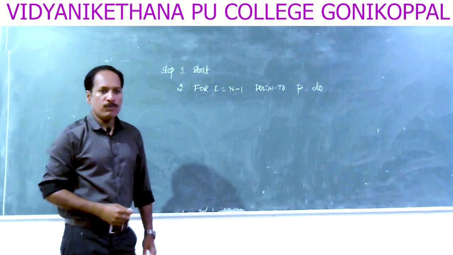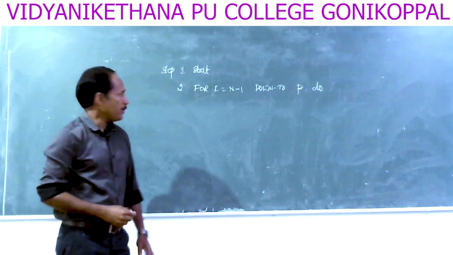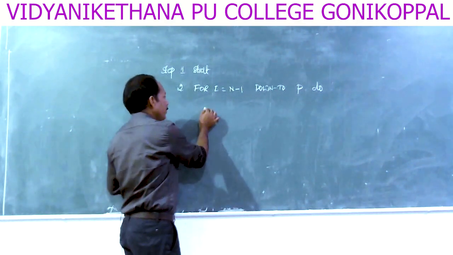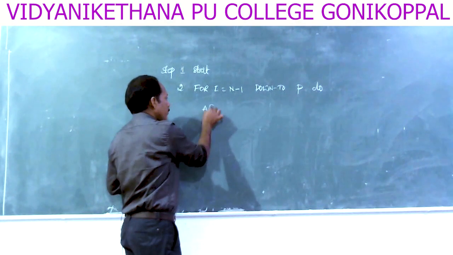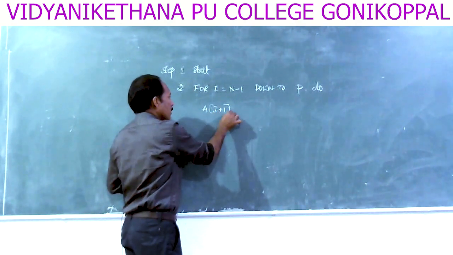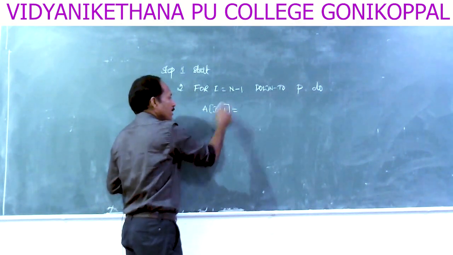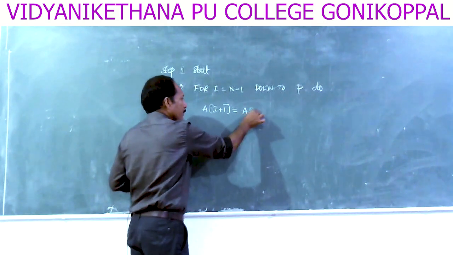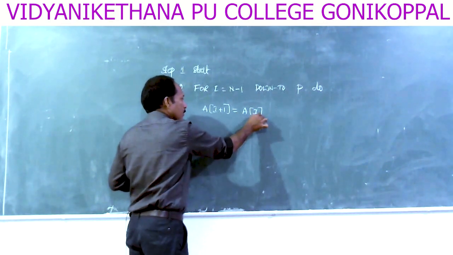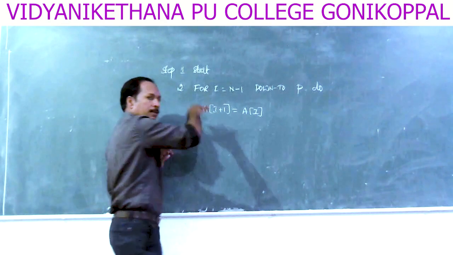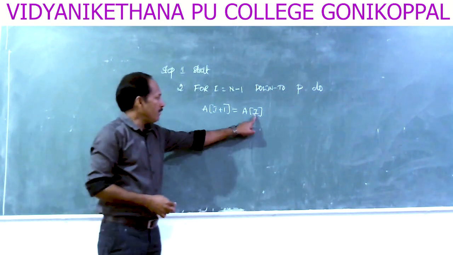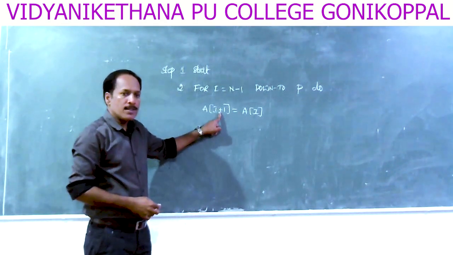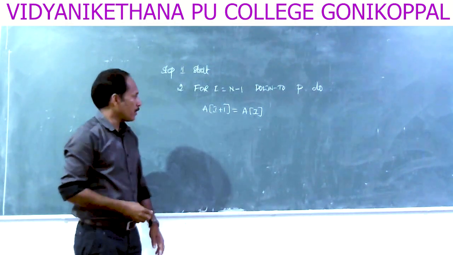We had for loops so far, which were increment loops. Now we are using a decrement loop. What we are trying to do is A of I plus 1. I means the last element, I plus 1 means the next position. There we copy the present element. So the last element is shifted to the next position. Every value of I is moved to its subsequent higher order position.